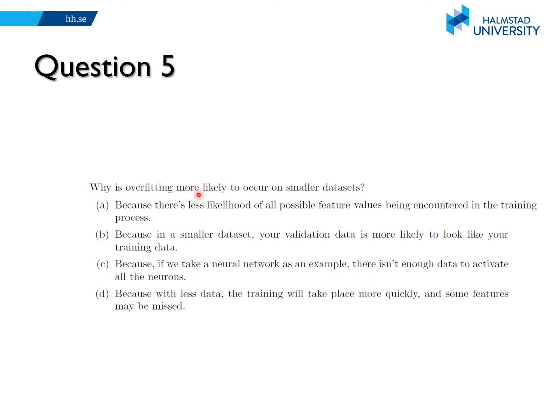Why is overfitting more likely to occur when we have smaller datasets?